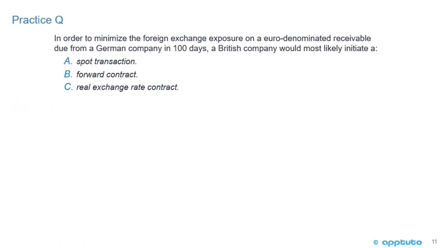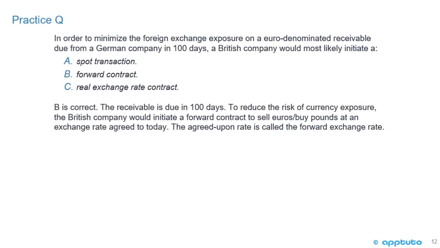The first one: in order to minimize the foreign exchange exposure on a euro-denominated receivable due from a German company in 120 days, a British company would most likely initiate A, a spot transaction, B, a forward contract, or C, a real exchange rate contract. Okay, I think that question was pretty easy as well. You'd be happy to see that one on the test.